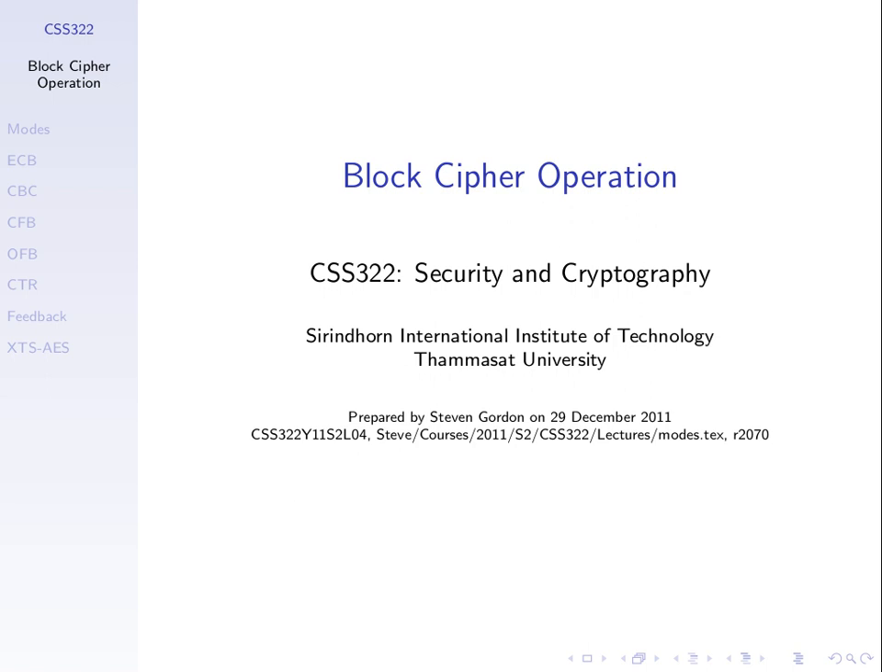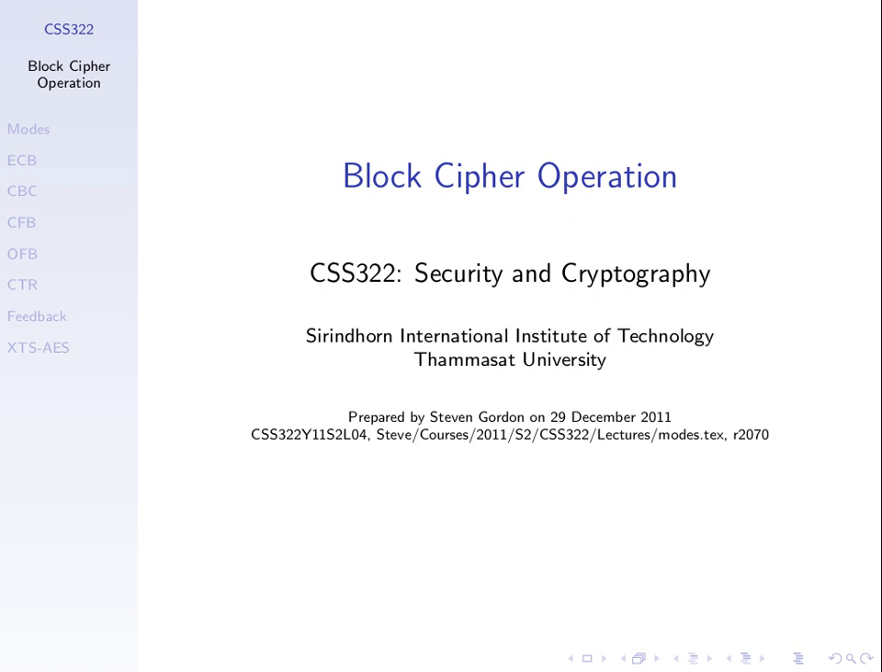Block cipher operation, or modes of operation. Our block ciphers work on, say, 64 bits or 128 bits at a time, but we have data which is much longer than that. How do we handle that longer data? We use one of the different modes of operation. The concept is you take your plain text, divide it into blocks of size which your cipher supports, and encrypt those blocks, but we'll see that simply encrypting them without combining them in some intelligent way is not so good for security.